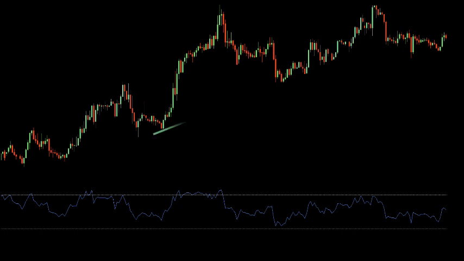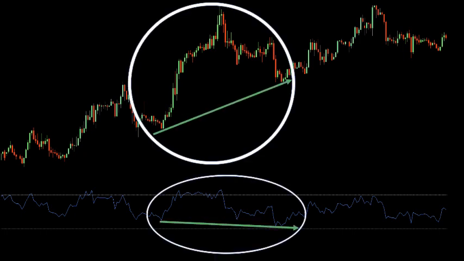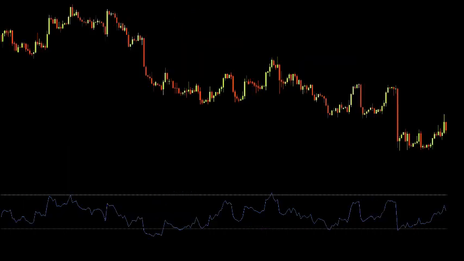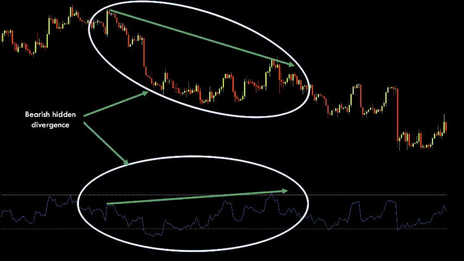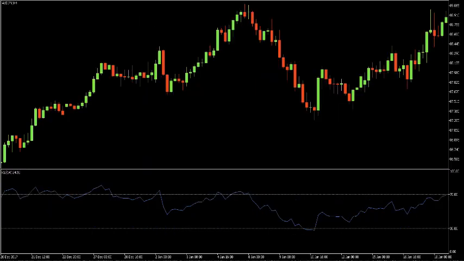Look at this chart. As you can see, the price is exercising a higher low, simultaneously a lower low for the oscillator values, and the main trend is moving upwards. Bullish hidden divergence indicates a bullish trend continuation, and that's exactly what happened here. As you see, after this bullish hidden divergence, the market kept going up after this retracement. For bearish hidden divergence, we have a downtrend where the price is indicating a lower high while the indicator is showing a higher high.